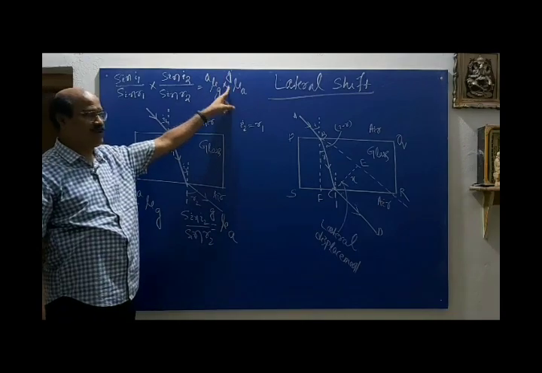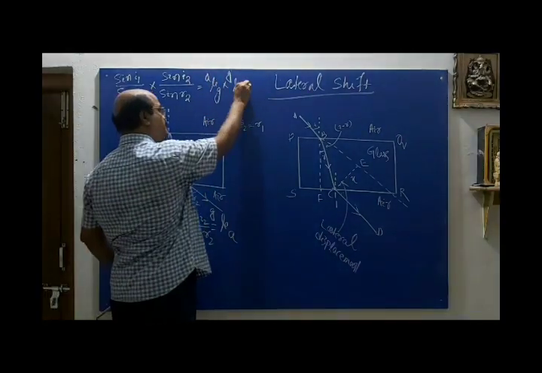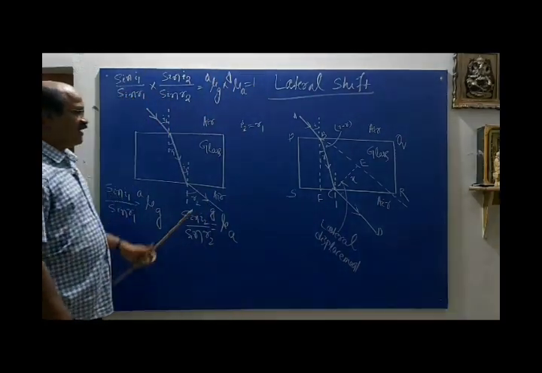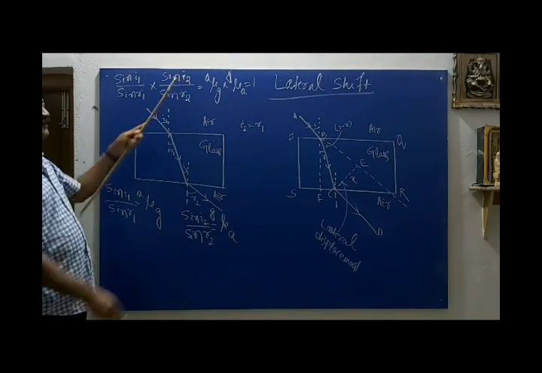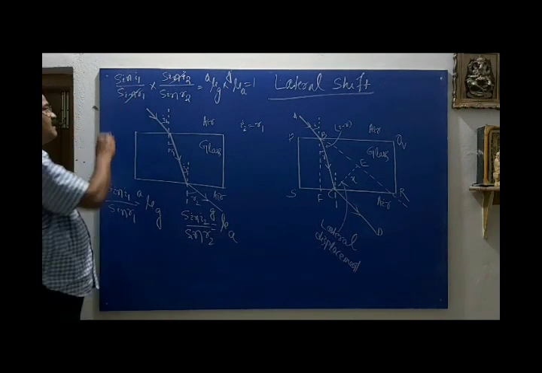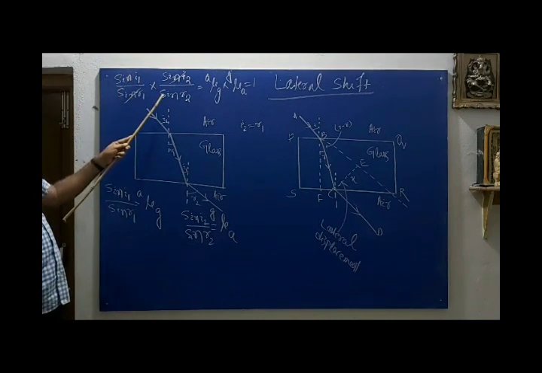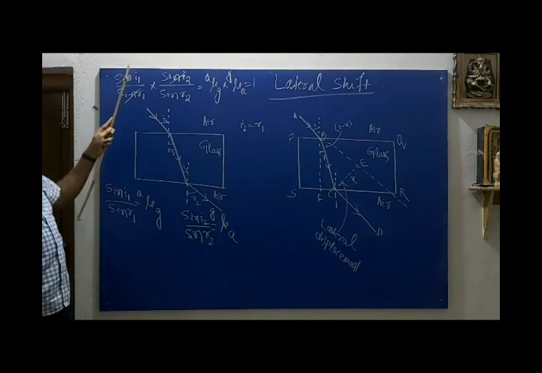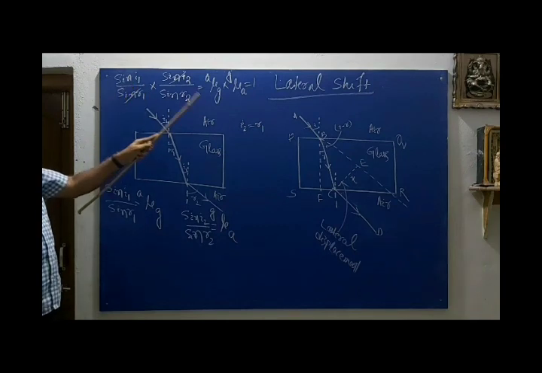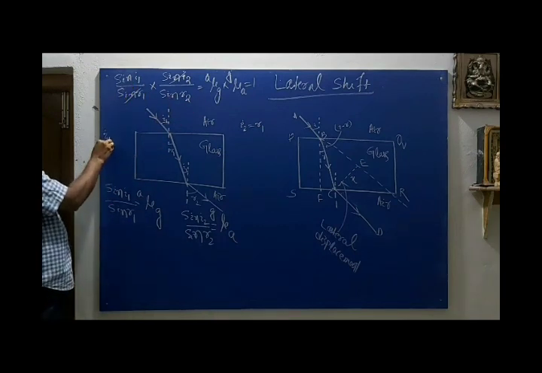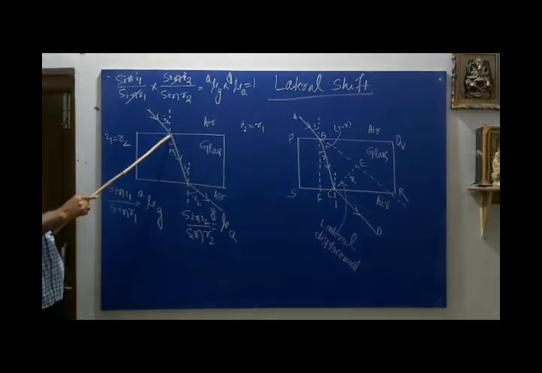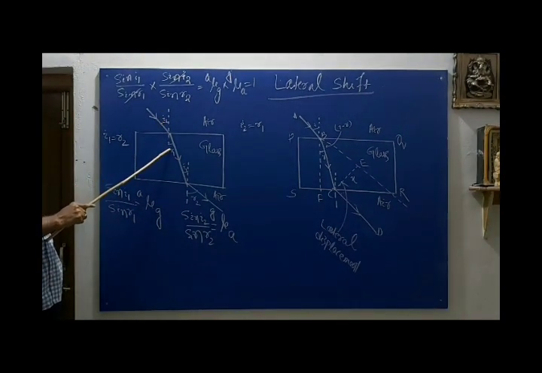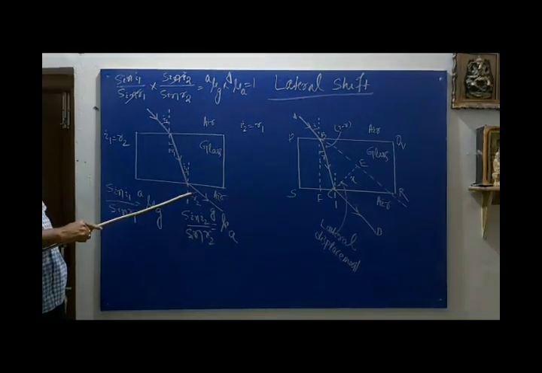So the product must be equal to 1. Again, I2 is equal to R1. So sin I1 by sin R2 equals 1, which means sin I1 equals sin R2. That means I1 equals R2. For the first refracting surface, this is the angle of incidence and this is the angle of refraction. For the second surface, this is the angle of incidence and this is the angle of refraction.